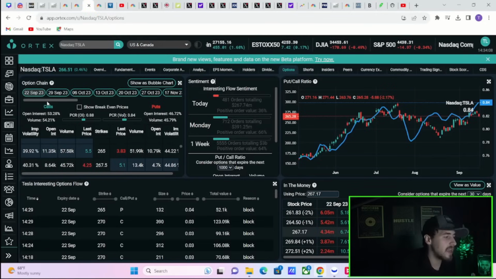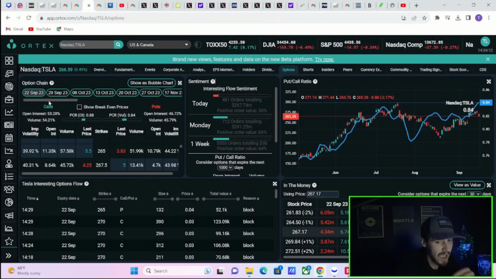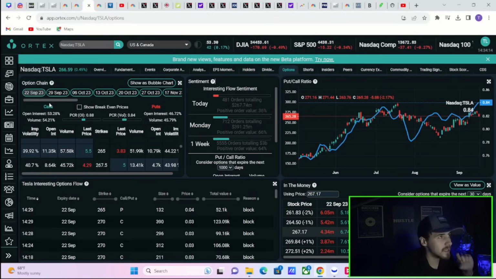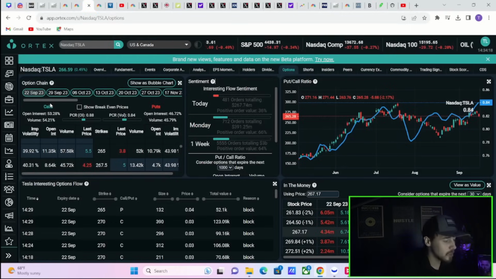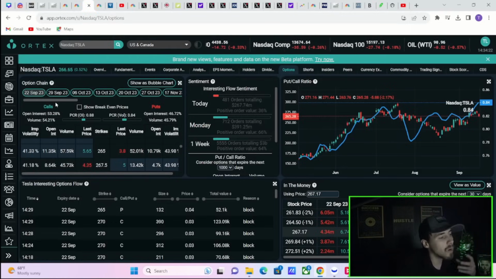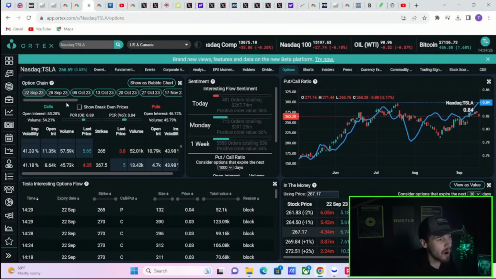Now, this could also be individuals selling calls. There are two forms of hedging of positions: selling calls and buying puts. Those are bearish option strategies. Your bullish option strategies would be selling puts or buying calls. So it looks like the bearish hedges are a lot greater than the long bets on Tesla stock today.